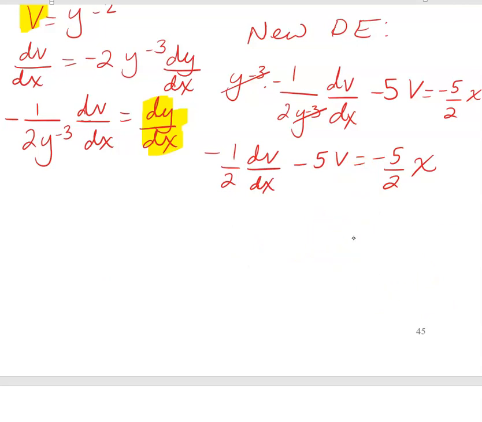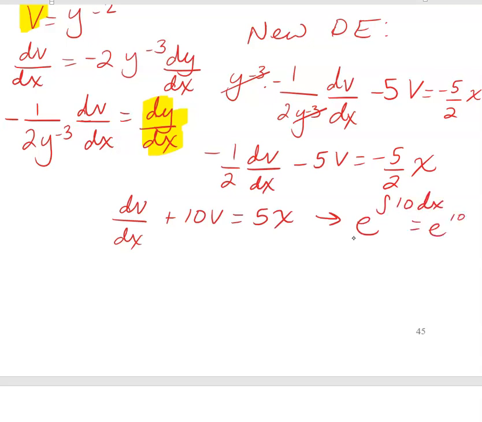I'm going to get rid of this negative 1/2. I'm going to multiply everything by negative 2. So my equation becomes dv/dx plus 10v equals positive 5x on the other side. Then my integrating factor will be e to the integral of just 10 dx, which will give me e to the 10x. So now multiply everything through by e to the 10x.